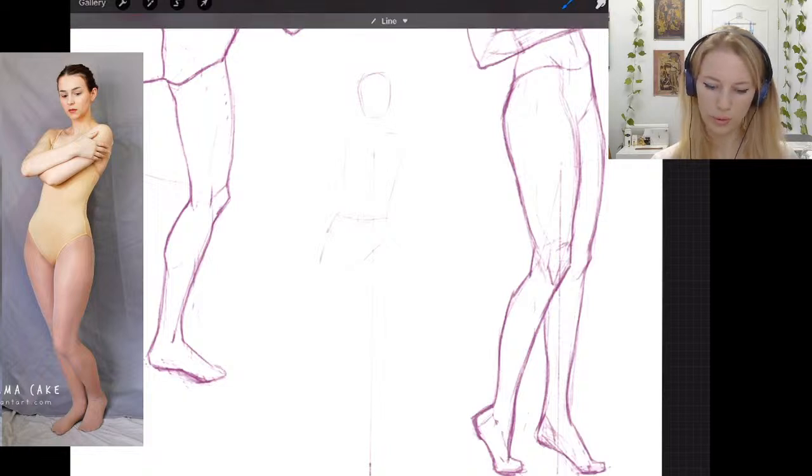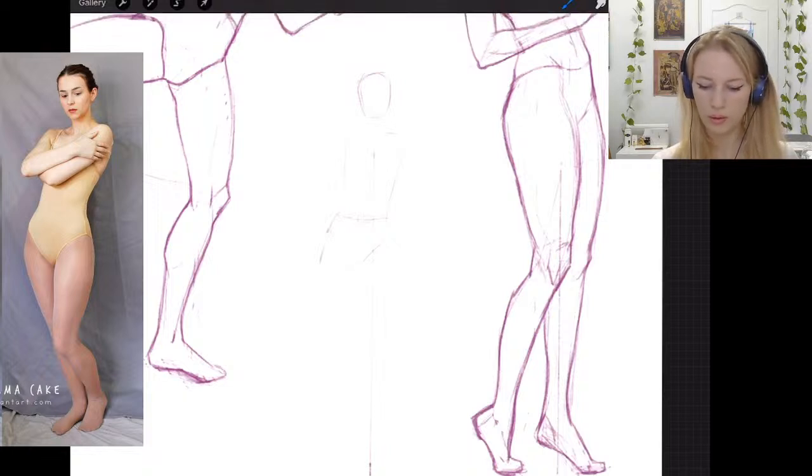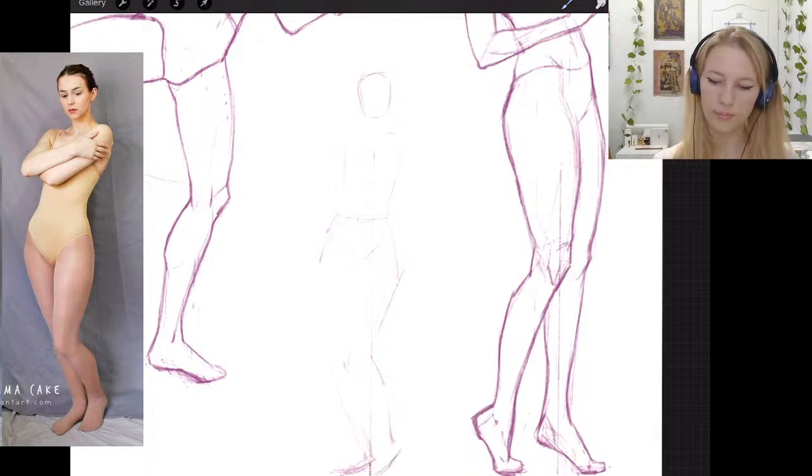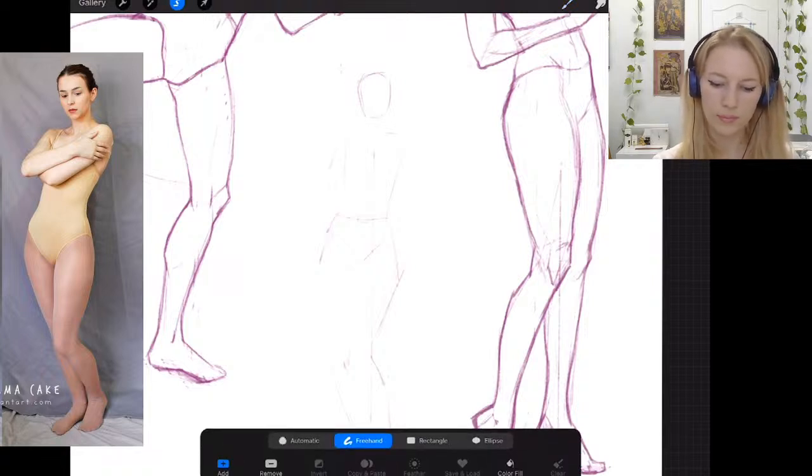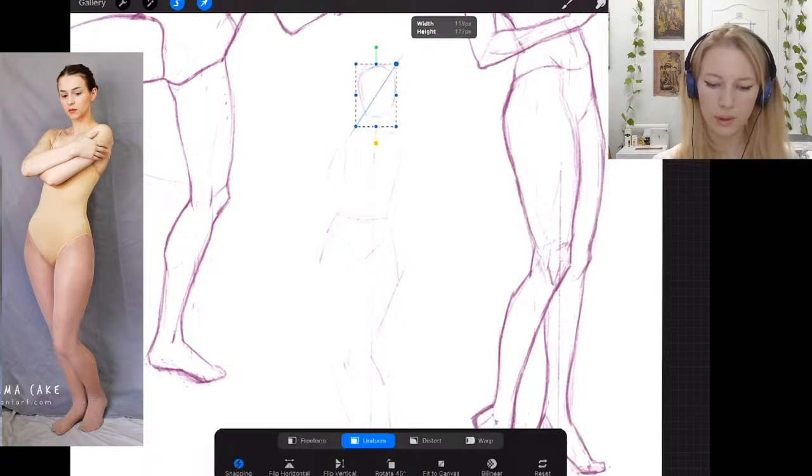Once again, trying to get the where the weight balance point should be, approximately somewhere here, I guess. Let's make it a bit bigger.